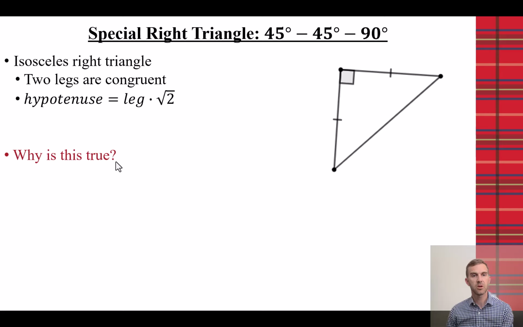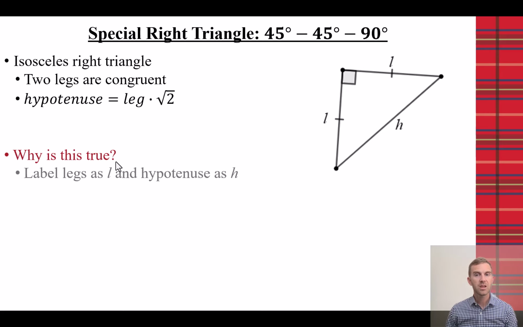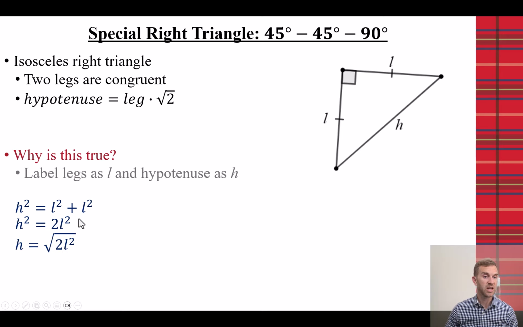Let's think about this from an abstract standpoint. Let's label each leg as L, and we'll label the hypotenuse as H. And we know they are both L because they're the same measurement. So if we think about the Pythagorean theorem, leg squared plus leg squared equals hypotenuse squared. And they are the same measurement, so it's 2 times leg squared. Now, if I want to know the length of the hypotenuse, I take the square root of both sides. The square root of 2 is the square root of 2. The square root of L squared is L. So the hypotenuse is equal to the length of a leg times the square root of 2.